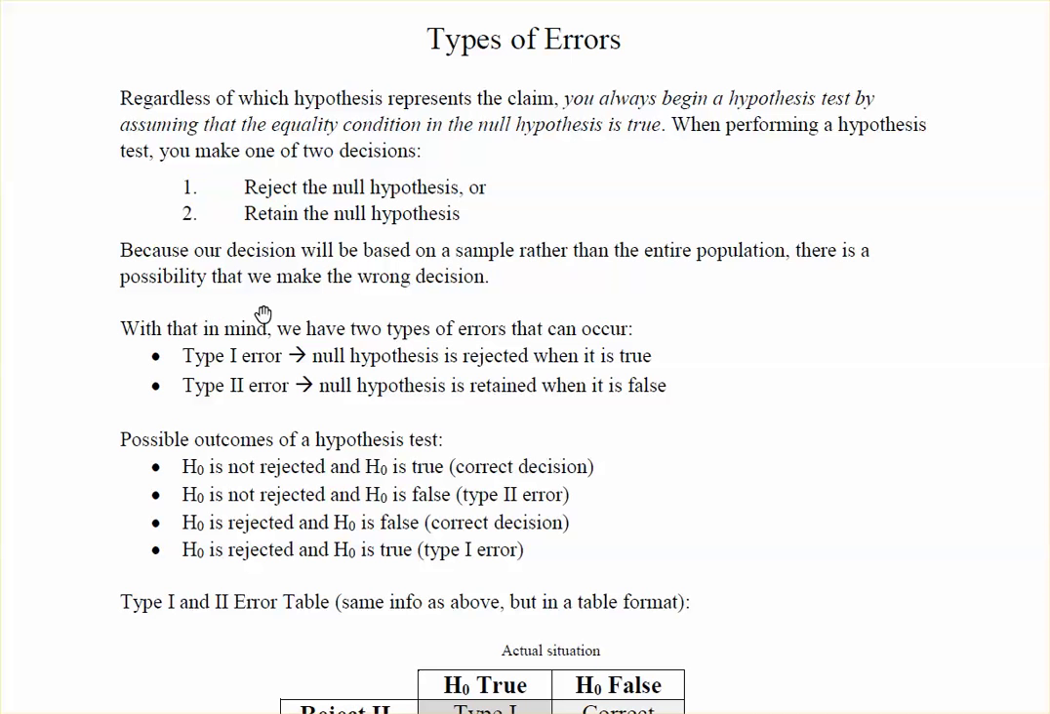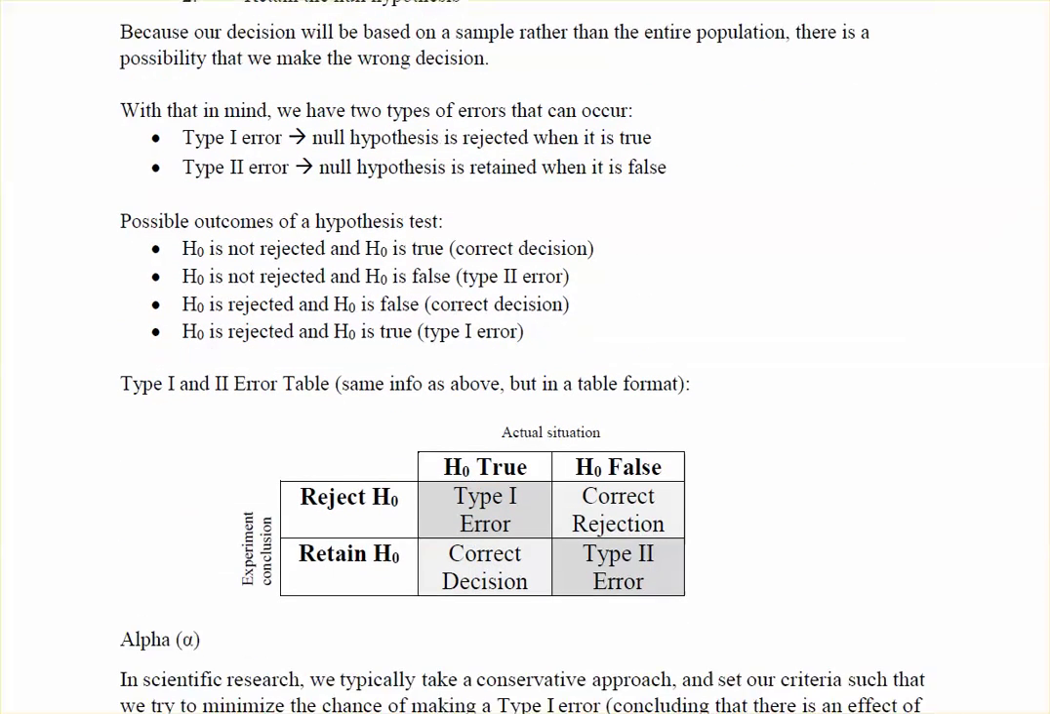So with that in mind, we have two types of error that can occur. A type 1 error is when the null hypothesis is rejected and it's actually true, and a type 2 error is when the null hypothesis is retained when it's actually false.